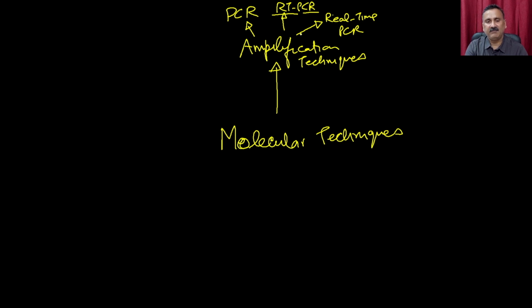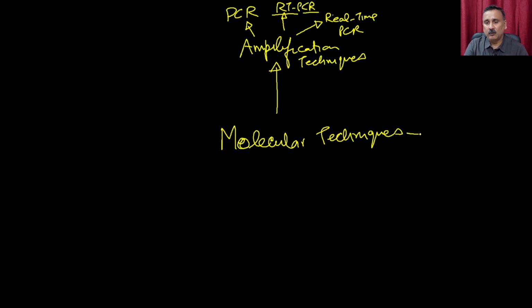And all of these amplification techniques have utility in amplifying a specific region of the genome, so that you can get the genome fragment, and these fragments can be used for downstream cloning applications and all that. So, that anyway we are going to discuss in detail when we take up molecular cloning.